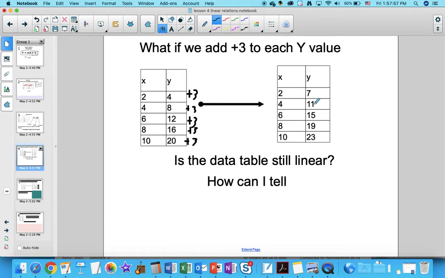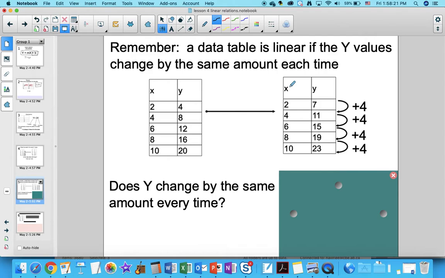Is this data still linear? How can I tell? So pause the video for like 2 seconds and think about it. I added 3 to each part of the table, right? Is the data still linear? Does it create a straight line if I were to graph this information? All right? Well, it is still linear, right?